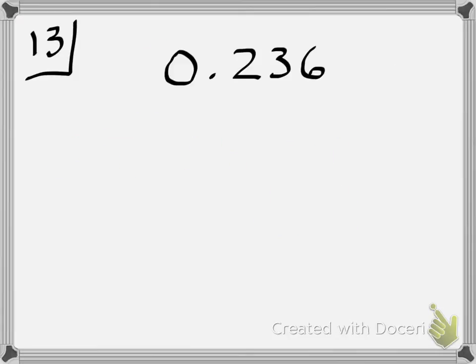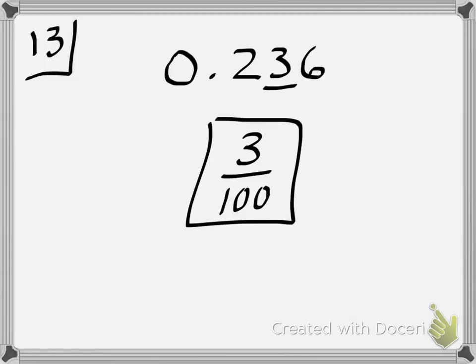For number 13, it says, what is the value of the digit 3 in 236 thousandths? So they want the value, not the place, but just the value. What is this 3 worth? And that 3 is worth 3 hundredths. So its value is 3 hundredths. In decimal form, that'd be 0.03, 3 hundredths, just like 3 cents.